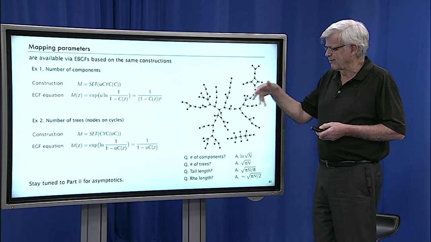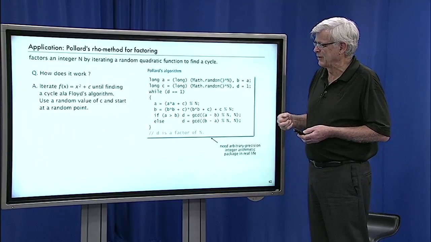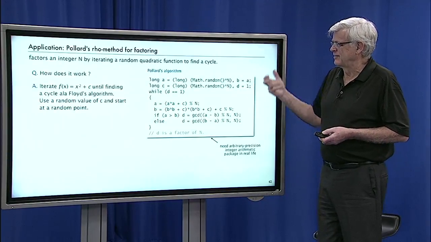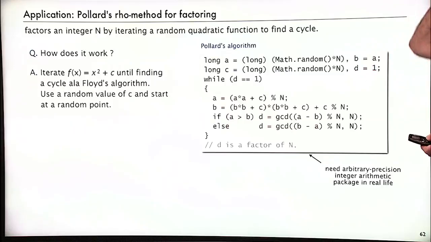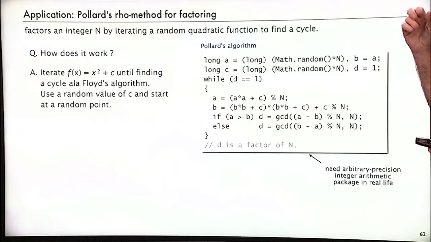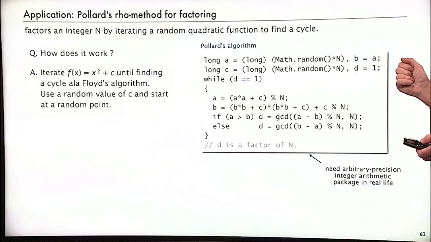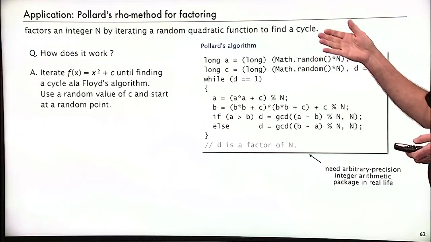And so why is all this relevant? Well, here's an actual application where it matters. This is a famous method for factoring an integer, a huge integer. It's called Pollard's method, and what it does is iterate a random quadratic function to find a cycle. So it's pretty much like the function that I just talked about.